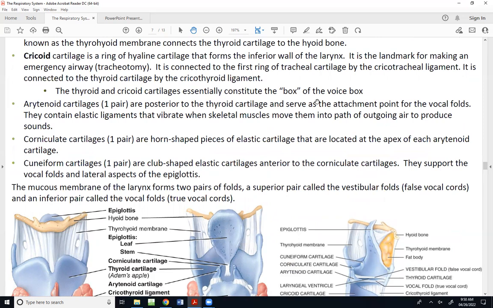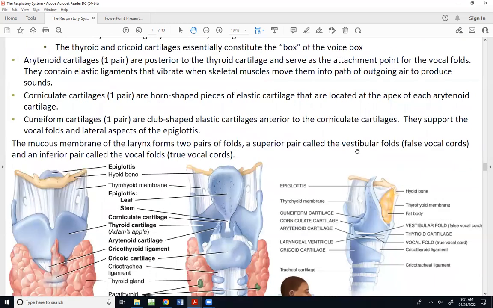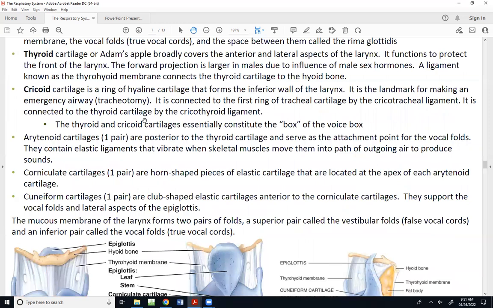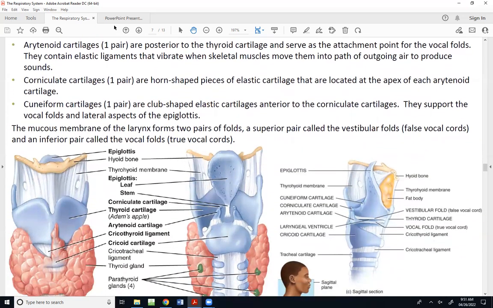It's connected to the first ring of tracheal cartilage by the cricotracheal ligament, and it is connected to the thyroid cartilage by the cricothyroid ligament. And you can see the cricothyroid ligament very nicely. The cricotracheal ligament, you can see it over here on the backside view as well. Together, the thyroid and the cricoid cartilage essentially constitute the box of our voice box. And the last 6 cartilages are all in pairs. So we've got a pair of arytenoids, a pair of corniculates, and a pair of cuneiforms.